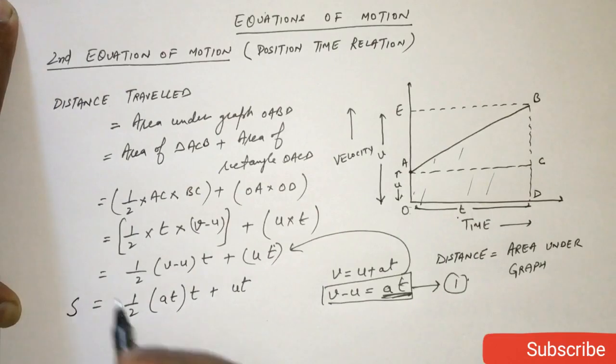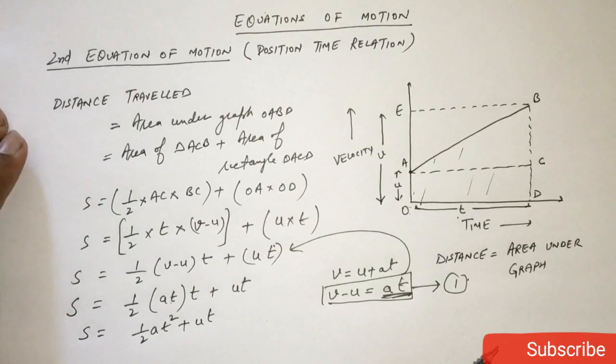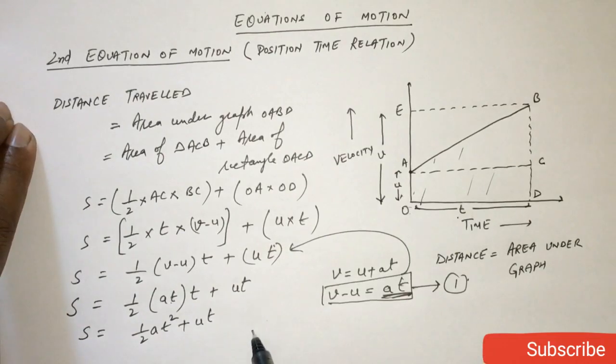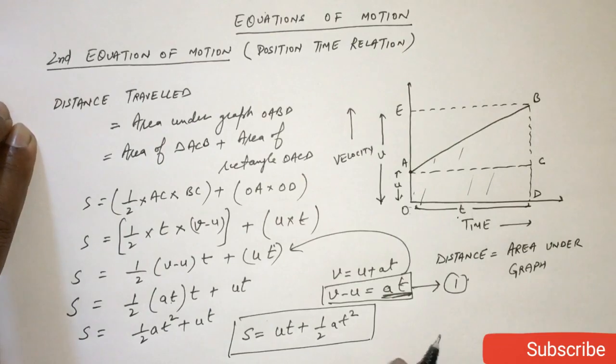So it becomes distance S is equal to half A T into T, that is T square, plus UT, or you can say S is equal to UT plus half AT square, in which S is distance traveled, U is initial velocity, T is time, and A is acceleration.